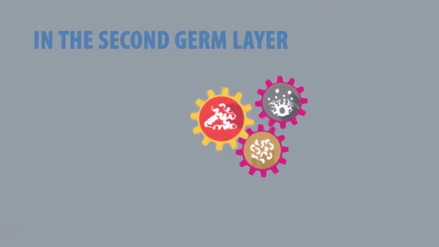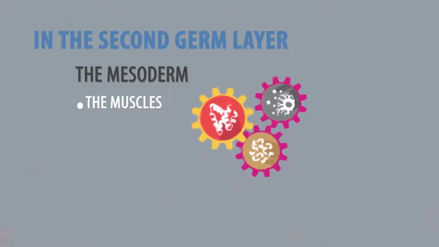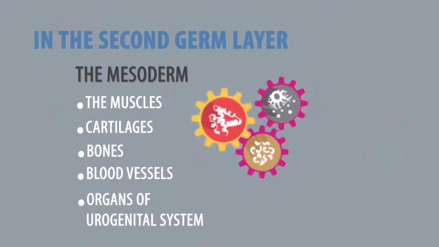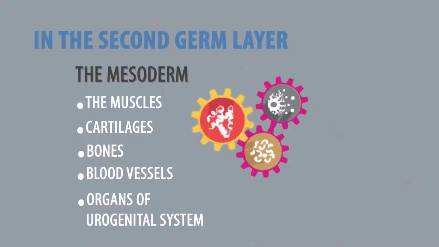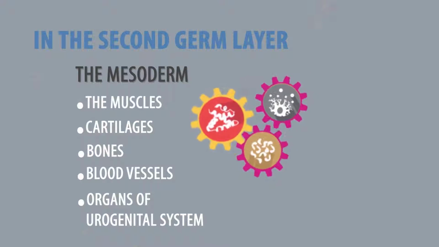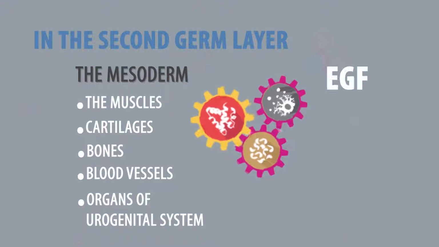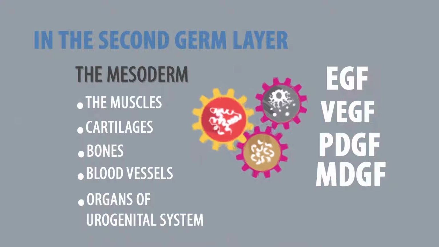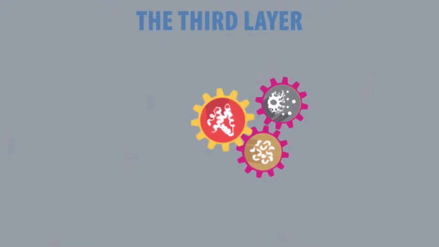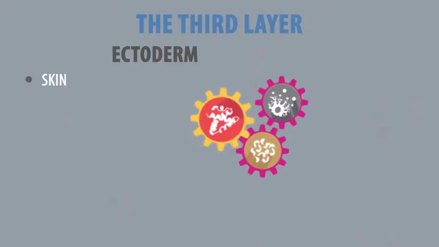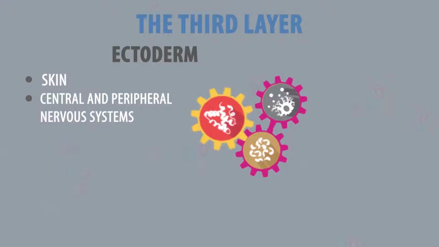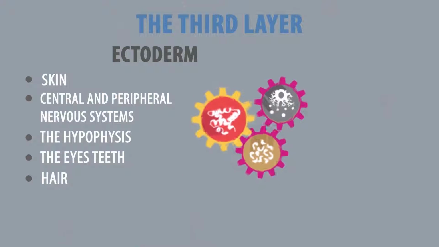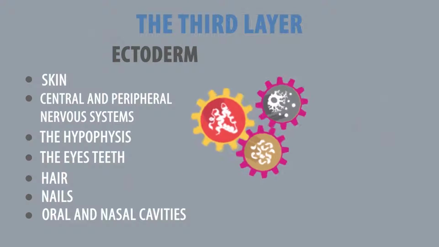In the second germ layer, the mesoderm, the muscles, cartilages, bones, blood vessels, and organs of your urogenital system are developed, along with synthesizing of specific proteins and growth factors, including the EGF, VEGF, PDGF, MDGF, and FGF. The third layer, the ectoderm, forms the skin, central and peripheral nervous systems, the hypophysis, the eyes, tooth, hair, nails, and oral and nasal cavities.